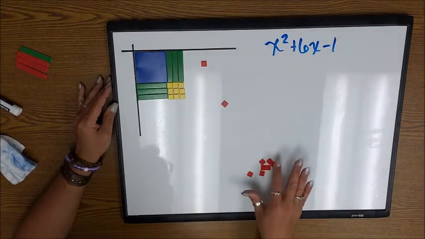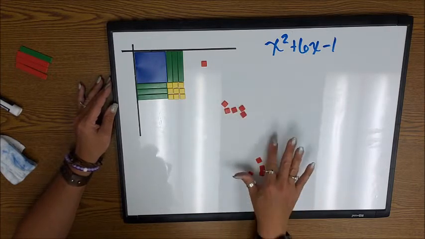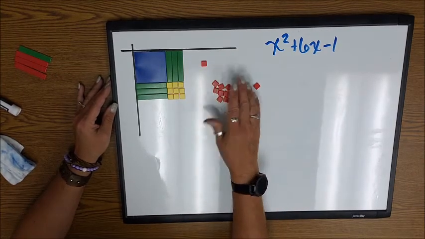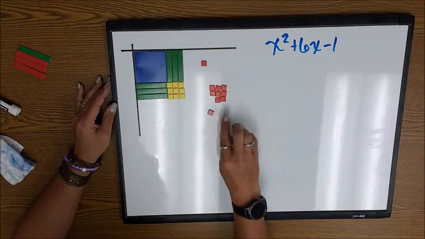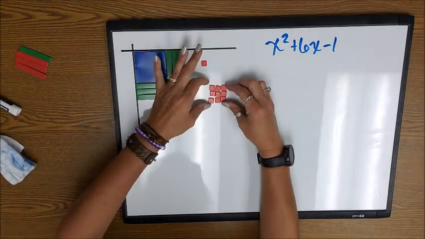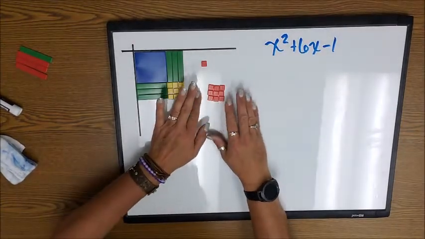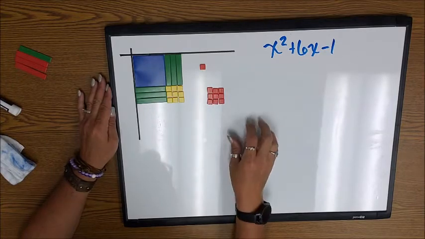So now I'm going to take off 9. 1, 2, 3, 4, 5, 6, 7, 8, 9. So now I'm going to take these 9 counters and I'm going to subtract them over here. Okay, I added 9, so I have to subtract 9.